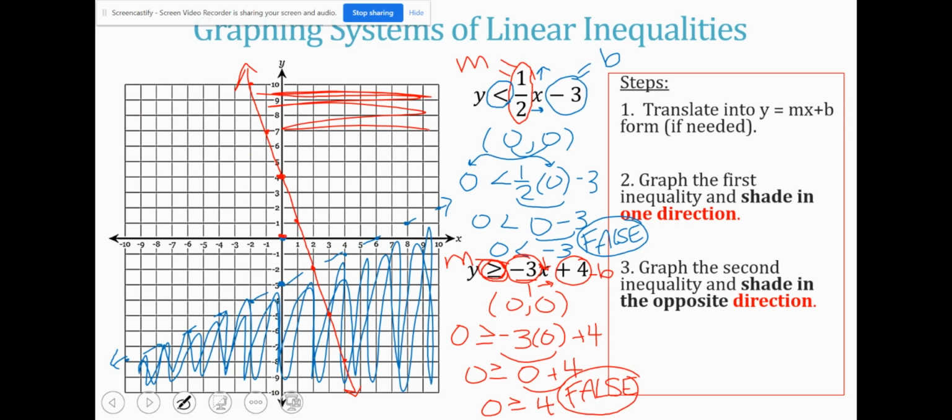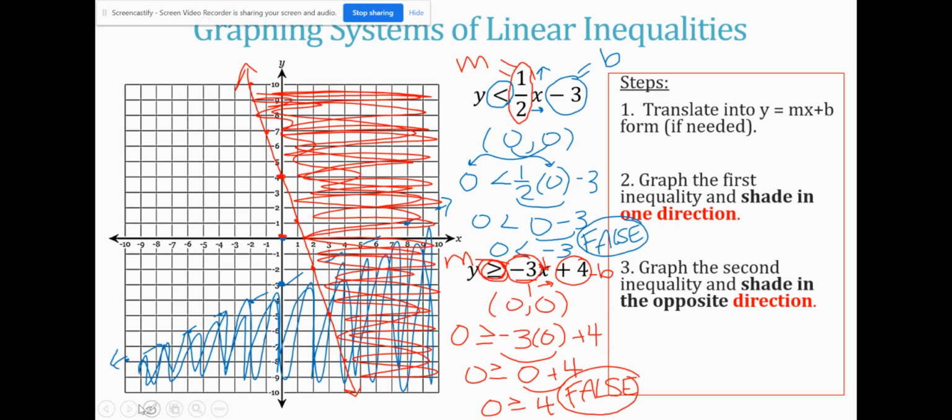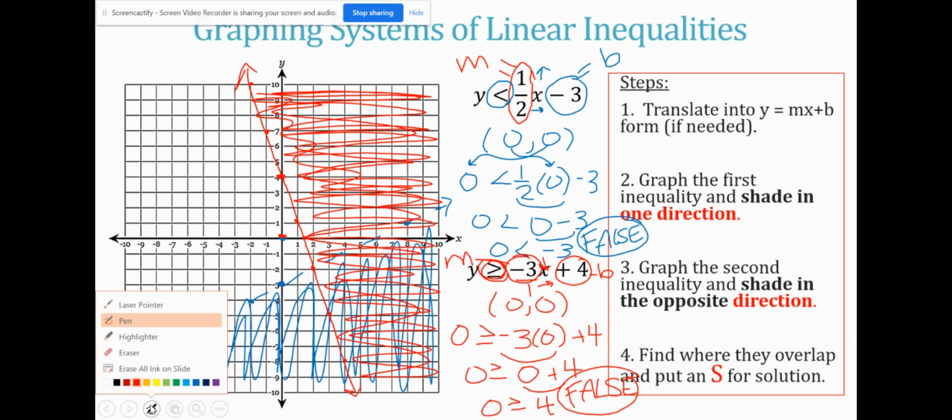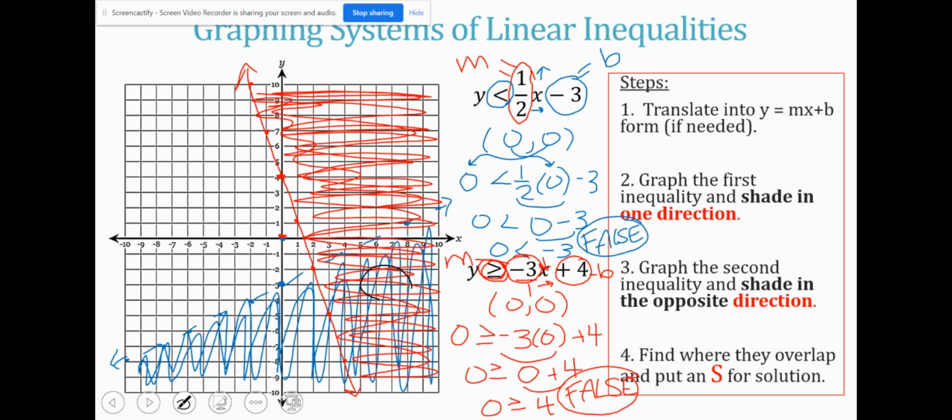And I'm going to do this horizontally because I did the first one vertically. Okay, and notice I'm going all the way up and down. We're not leaving anything out. Okay, when you go in different directions, it gives you a better idea of where they overlap. So when we identify where they overlap, we're going to put an S in that double shaded region. So here I'm going to put a big S because that is our solution. Sometimes they'll ask you to put an A for answer or an S for solution. Just make sure you read carefully.